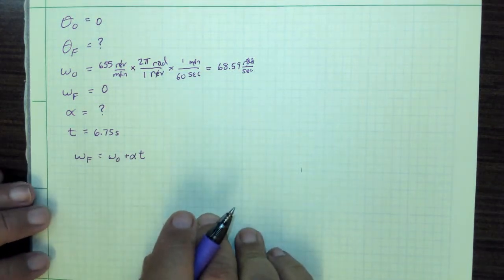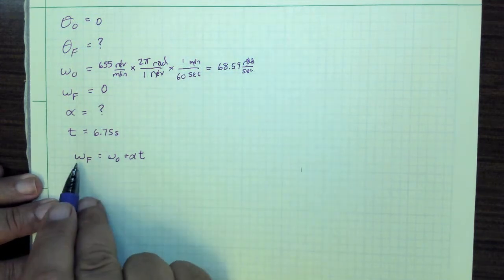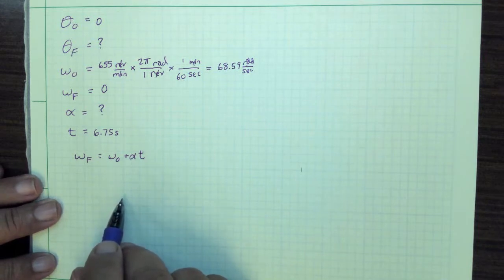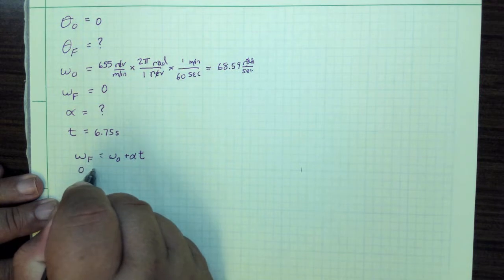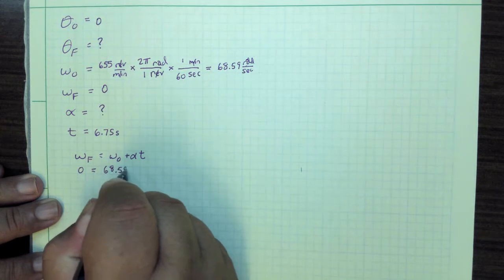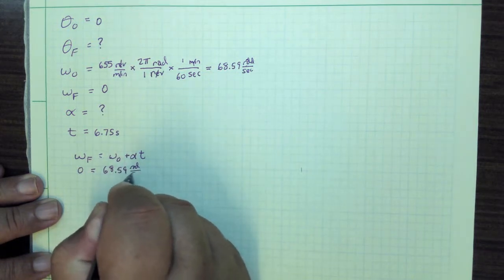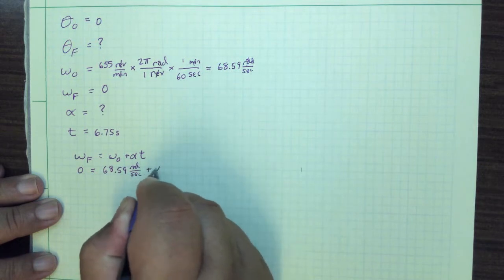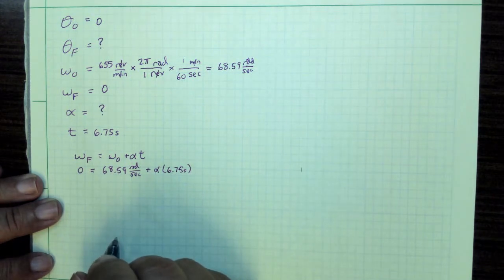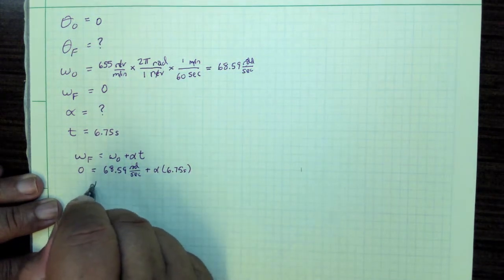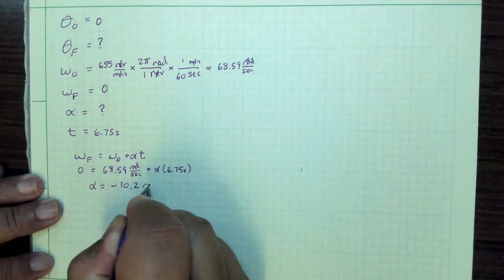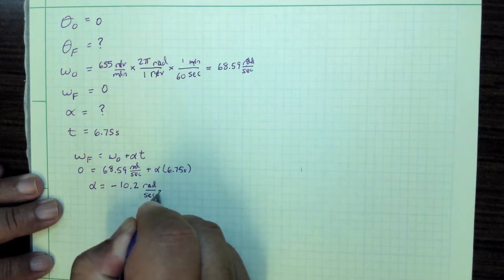Notice it has the same form as the linear kinematics equation, except we're using angular velocities and angular acceleration. Well, we know that the final angular velocity is 0. The initial angular velocity is 68.59 radians per second. And we know that it takes 6.75 seconds. Solving this equation for alpha, we get alpha equals negative 10.2 radians per second squared.